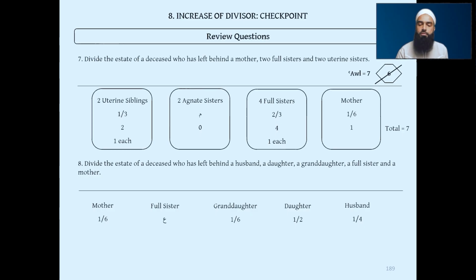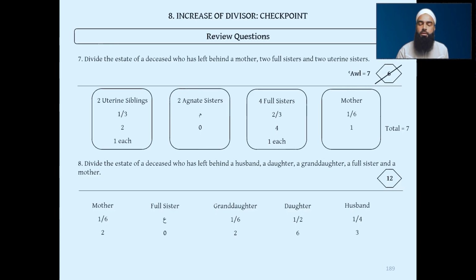So we see 1/6, 1/6, 2 1/6 from group 2. We ignore them, and you've got a half and a quarter. So we use the bigger denominator, the 4, multiplied by 3. We get 12 as our divisor. Now, a quarter of 12 is 3, a half of 12 is 6, 1/6 of 12 is 2, full sisters get nothing, and the mother 1/6 of 12, which is 2.